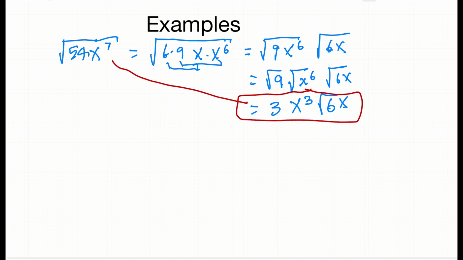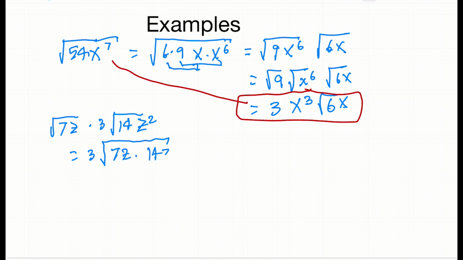Now let's look at the example where we've got 7z in a radical times 3 times the radical of 14 times z squared. Let's simplify that down. We can take the 3 out front and we put everything underneath the radical sign now by our property. So we get 7z times 14z squared. That's equal to 3 times the square root of, and 7 times 14 is 98, and we get z cubed.